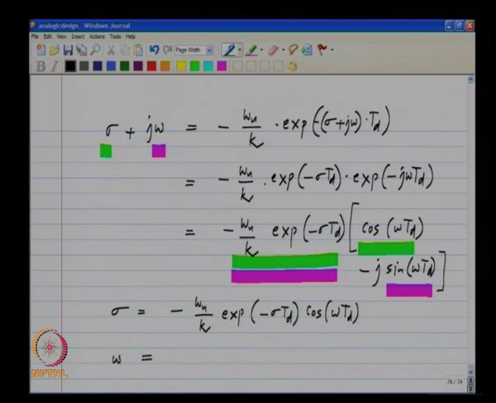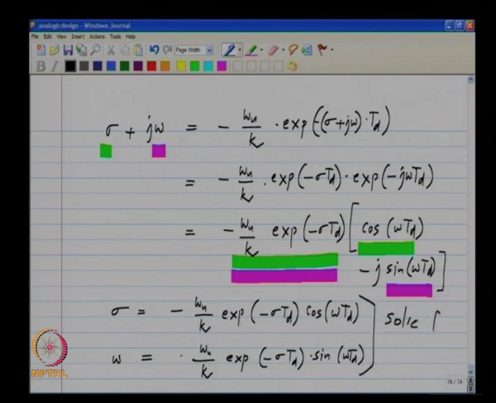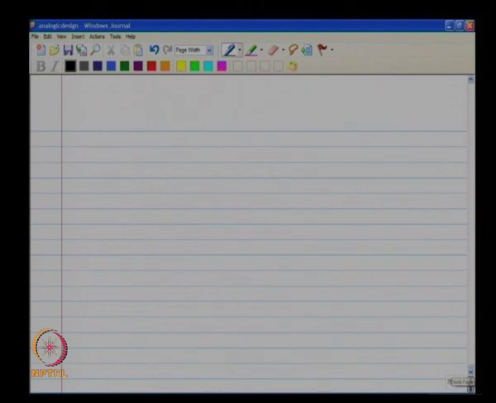and omega equals omega u by k exponential minus sigma Td sin omega Td. So, from these two we solve for sigma and omega. Okay. Let me rewrite the equations here.